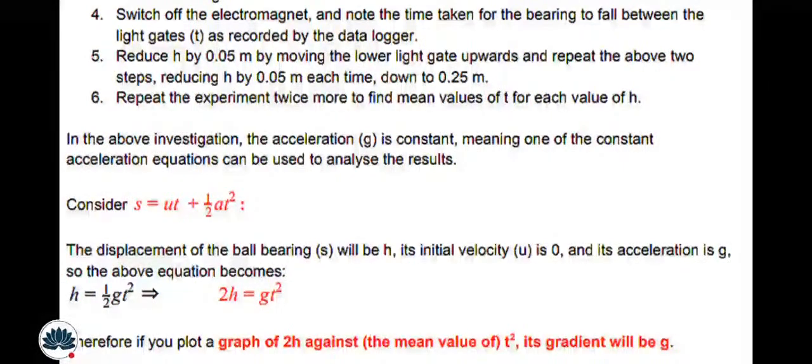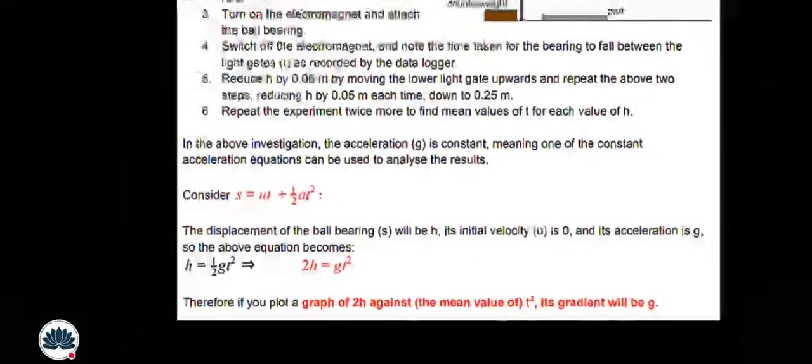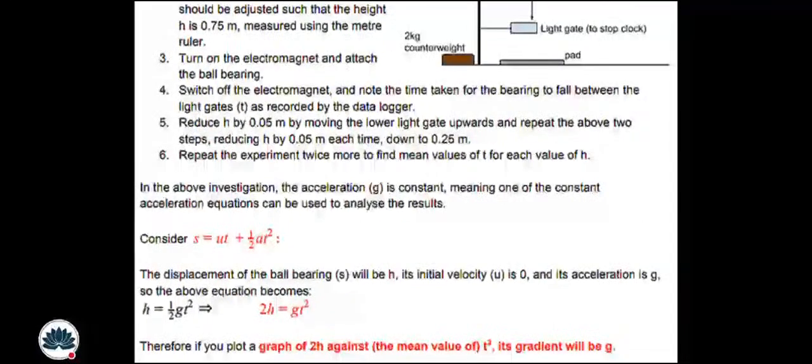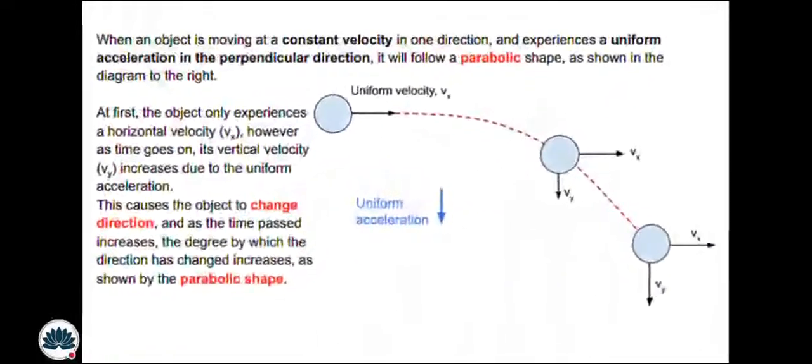So 2h equals g t squared, where you can see that on the side of acceleration, g is given to you, and on the side of displacement, the height is given to you. Therefore, if you plot a graph of 2h against the mean value of t squared, its gradient will be g.